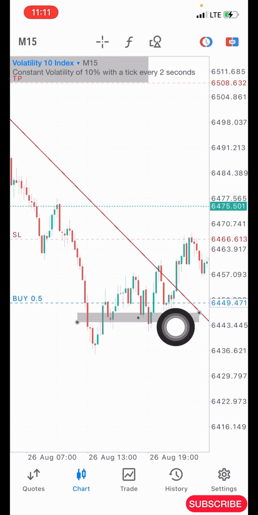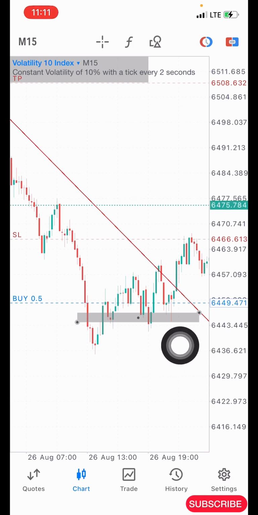It made this candle here with a long wick and a head. Then made the second one. The second one was where I took my entry from. So I just took the entry aggressively, and my stop loss was below this area. Initially it was below this area.